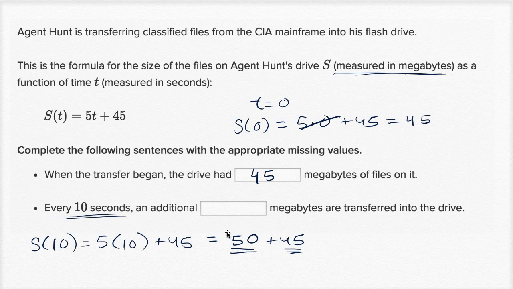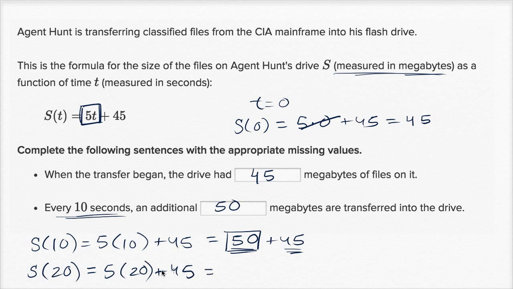So in 10 seconds, an extra 50 megabytes are transferred into the drive. And that's expected, because as t increases by 1, this function goes up by 5. So if t increases by 10, this is going to increase by 50. So for every 10 seconds, 50 megabytes are transferred into the drive. And you could test that more if you want. Let's go another 10 seconds. s of 20 is going to be 5 times 20 plus 45, which is equal to 100 plus 45.